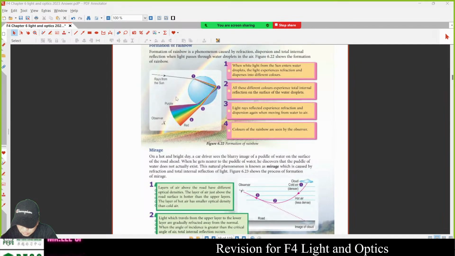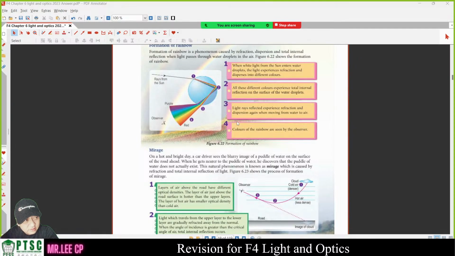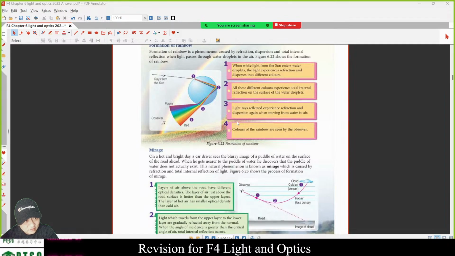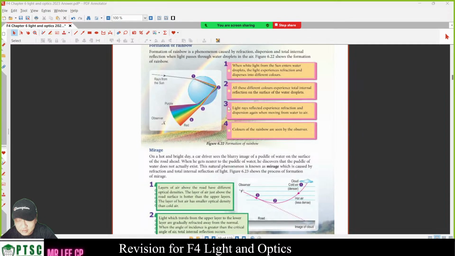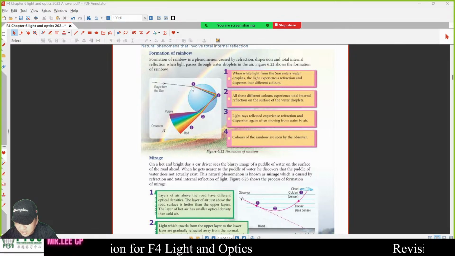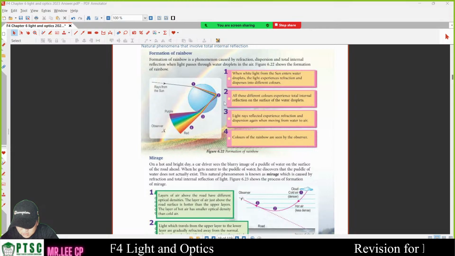This one is possible to come up in a 4 mark question, so you need to memorize it if you can. If you cannot memorize it, for this kind of 4 mark question you can still get 2 marks and that is good already. So first of all, the light entering here: light travels from less dense to denser, it will bend toward the normal.